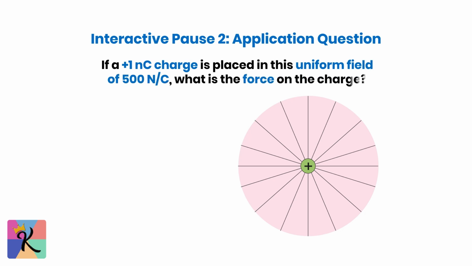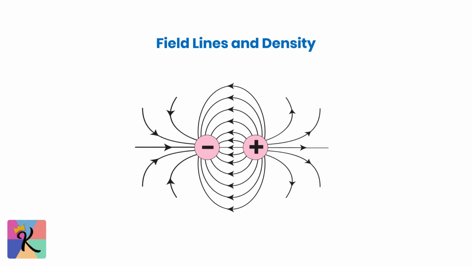If a plus 1 nanocoulomb charge is placed in this uniform field of 500 Newton per Coulomb, what is the force on the charge? Pause here to calculate. The answer is B.